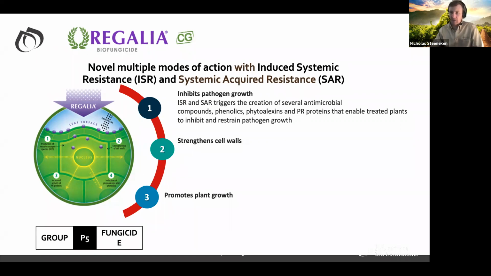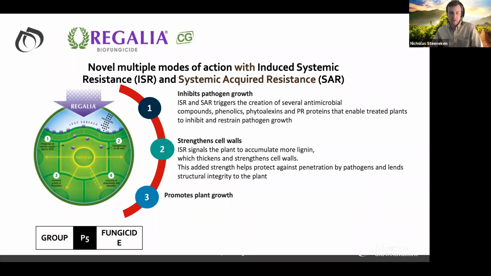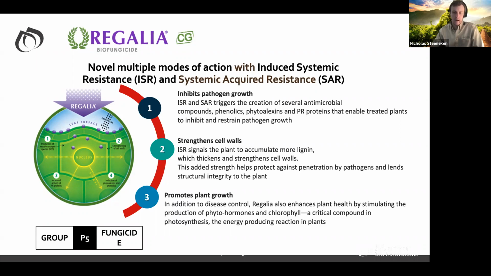The second mode of action of Regalia is it strengthens the cell wall. So the ISR response in the plant signals it to accumulate more lignin in the cell wall. That thickens and strengthens the cell wall, making it harder for the pathogens to break into the cell. And plants treated with Regalia also have stimulated production of different phytohormones and chlorophyll. And when you have higher levels of chlorophyll, you have greater photosynthetic potential going on inside the plant. You see an increased growth response.